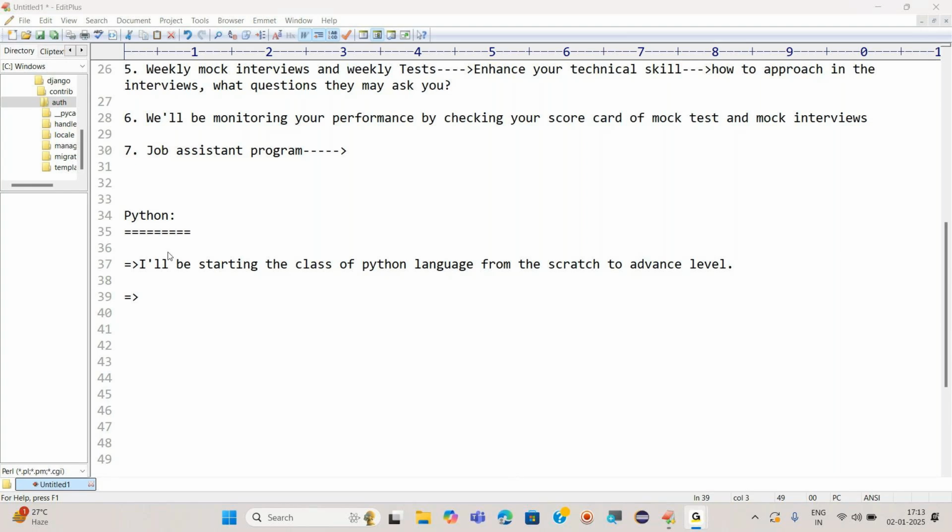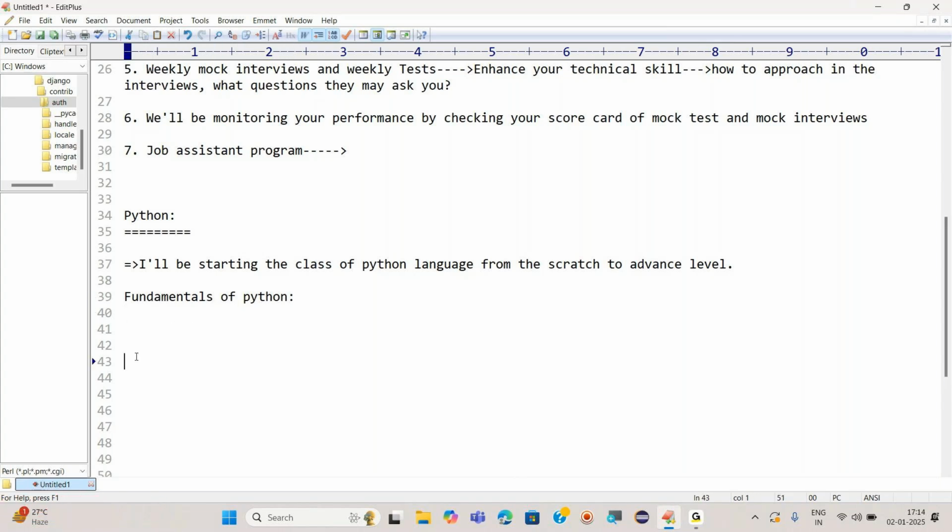And the consistency I want, the dedication I want. And you also have to show some intent. So I'll be starting the class of Python language from the scratch to advanced level, where first of all we are going to see the fundamentals of Python. Now what are the fundamentals, that also I'll be showing you.